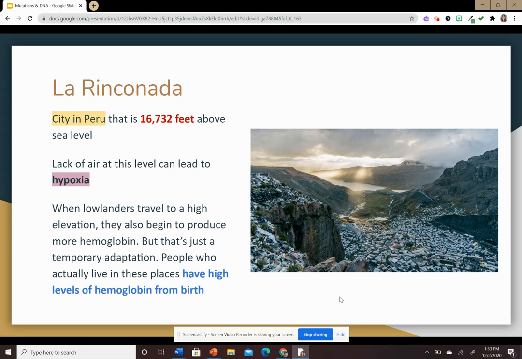I think probably next week we're going to start looking more at mutations, determining if they're going to be beneficial or harmful or neutral based on the environment. And we're going to look at changing some DNA bases to see what happens.